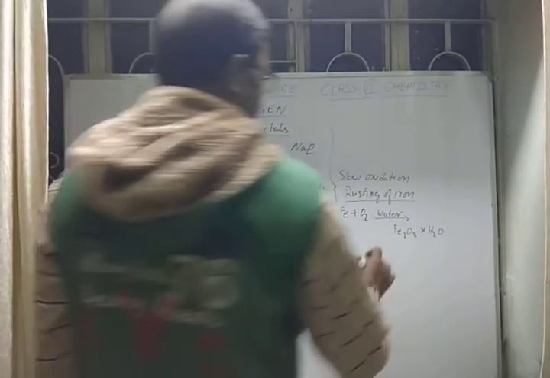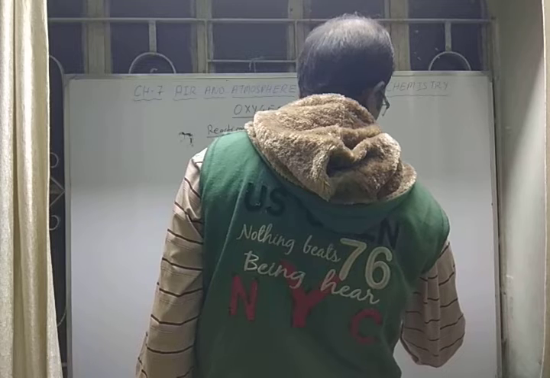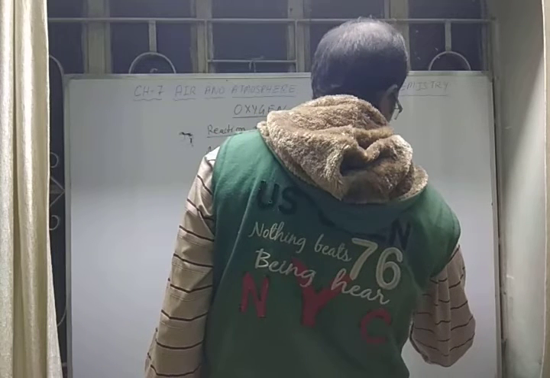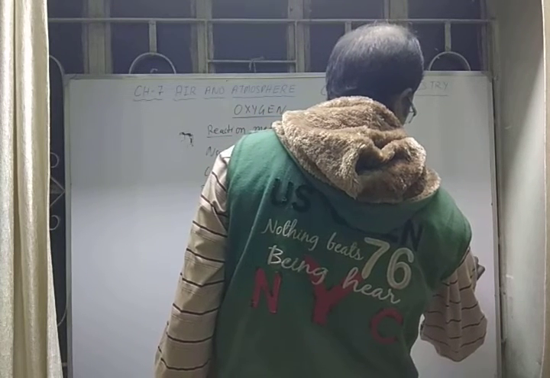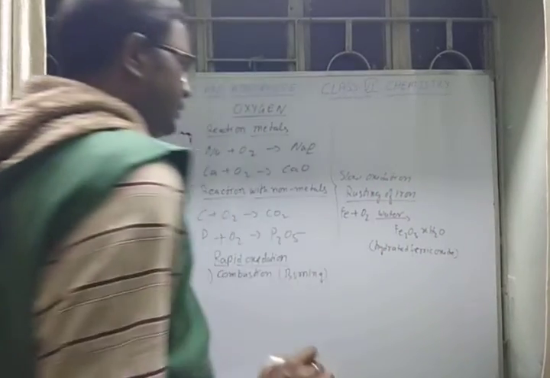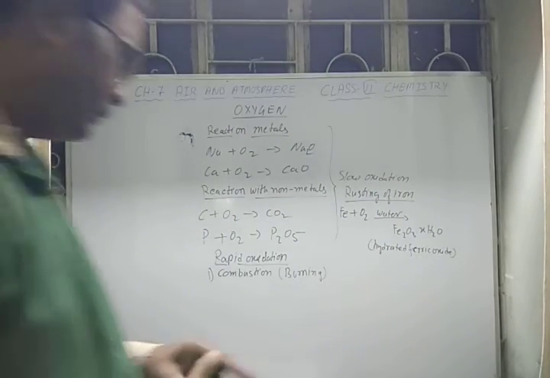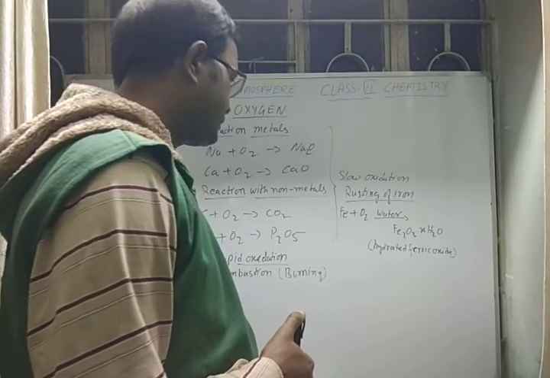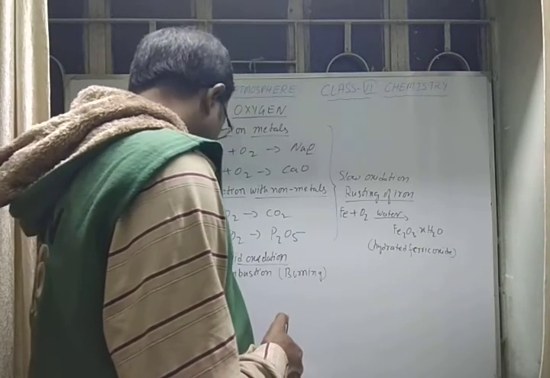It is also called hydrated ferric oxide. So this is a slow oxidation also. This is the very simple example, that is rusting of iron. This is a slow process.